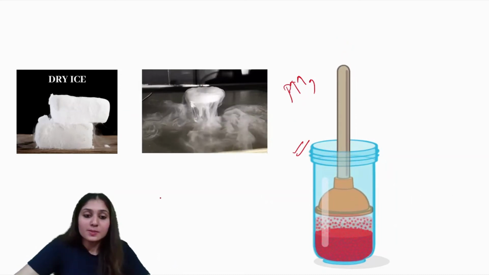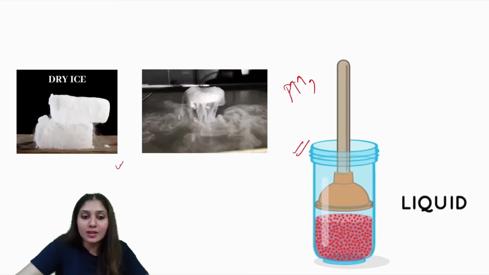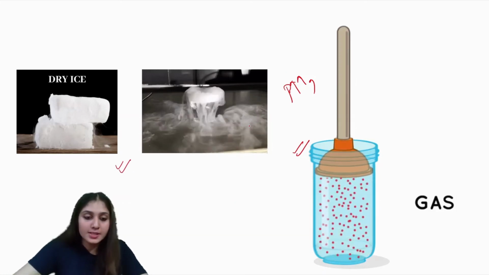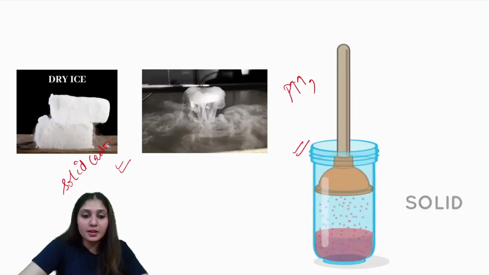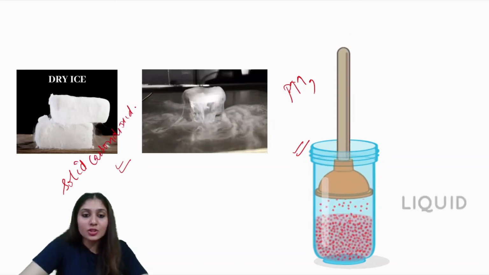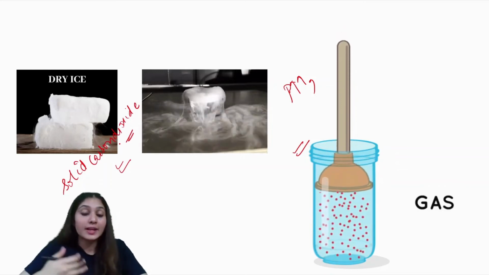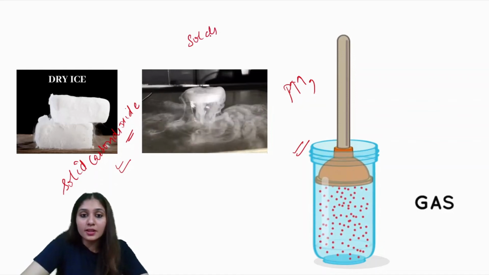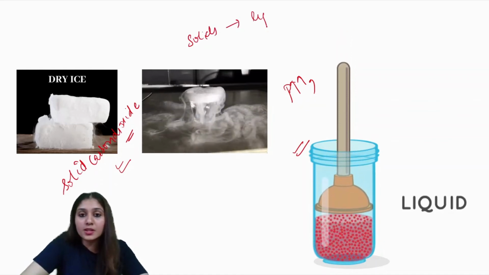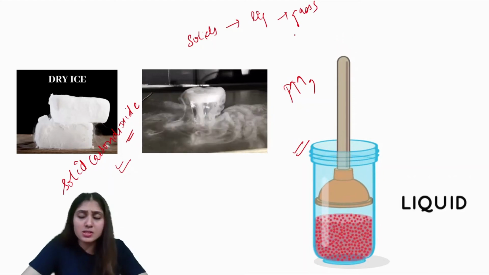All right. So similarly, I hope you understand what dry ice is. Dry ice is actually solid carbon dioxide, and it is something which converts directly into gas. As we have learned, solids first convert to liquids, which further convert to gases, and we have different process names for that.